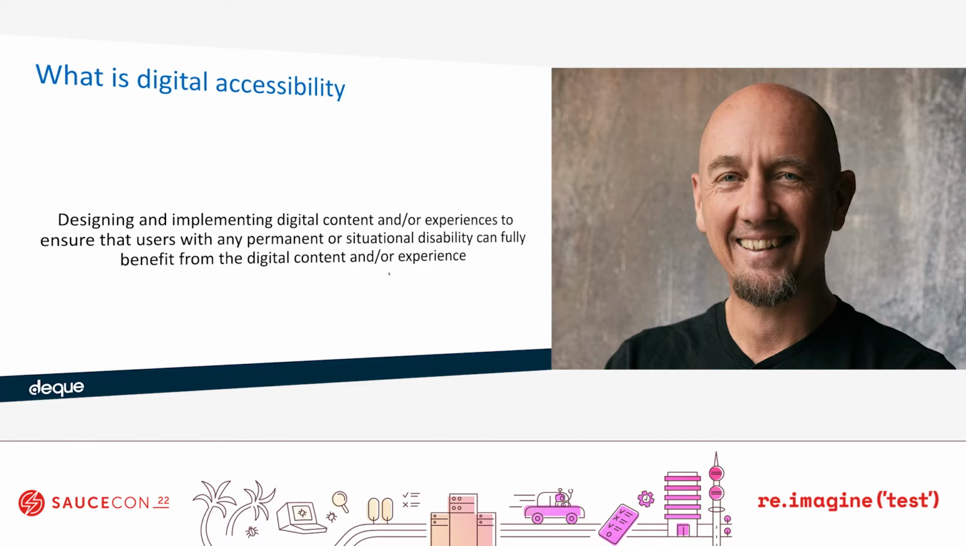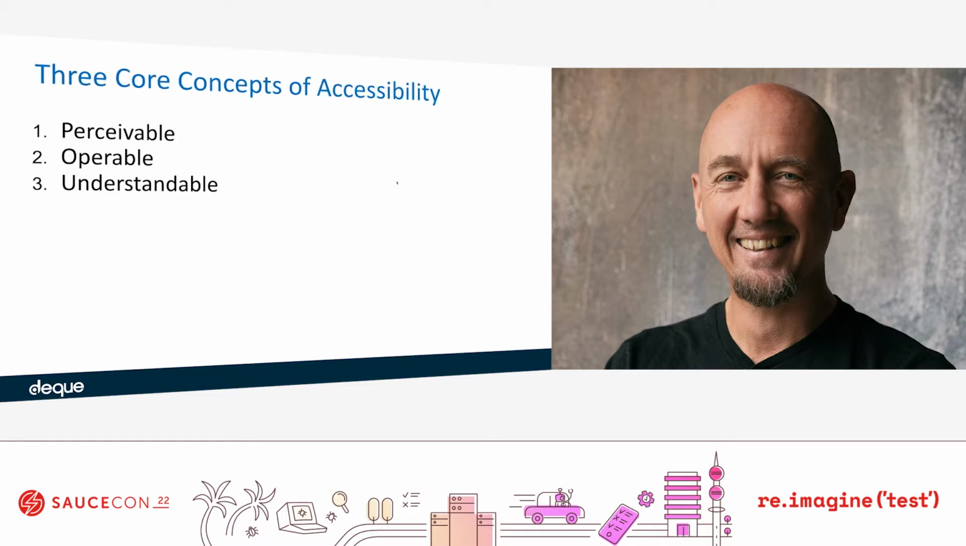And obviously, some disabilities are permanent, like somebody may be blind, but then there may be a situation where you're in bright sunlight or you're in a loud bar, and as a result, you cannot see or hear. And that's an example of a situational disability. So there are really three core concepts of accessibility. It comes down to be perceivable, operable, and understandable.